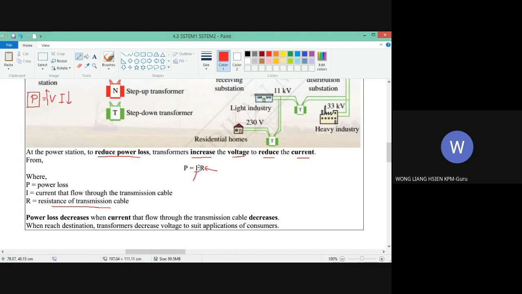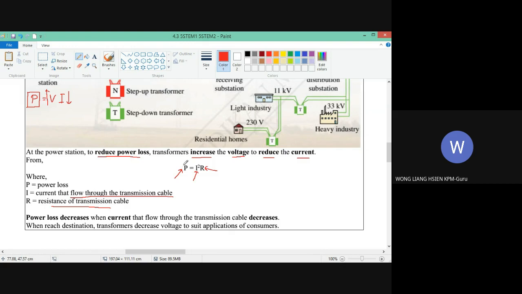This is the current that flows through the transmission cable. So this is the power loss at the transmission cable. Okay, one more time: resistance of the transmission cable, current of the transmission cable. So this is the power of the transmission cable.